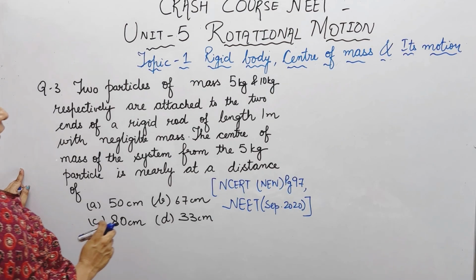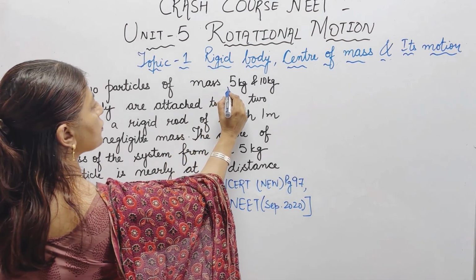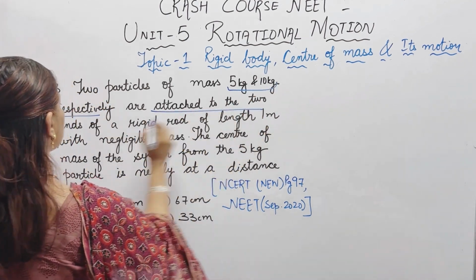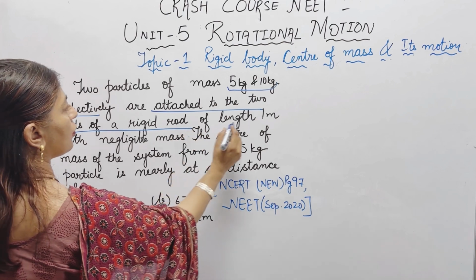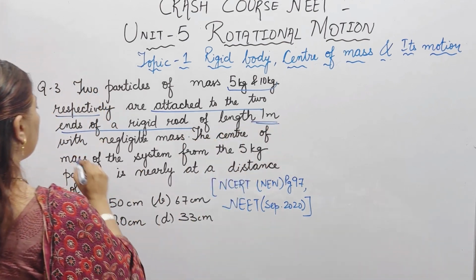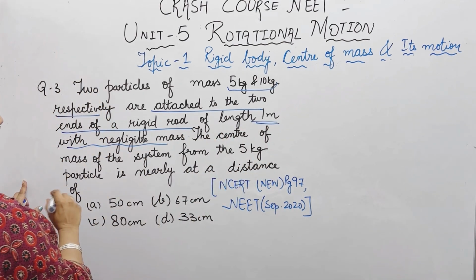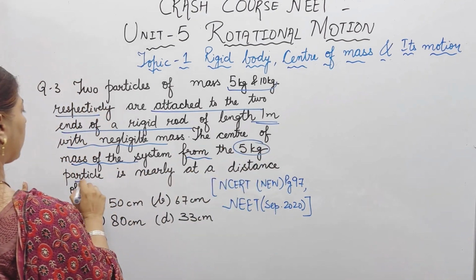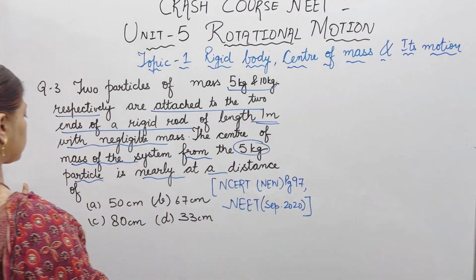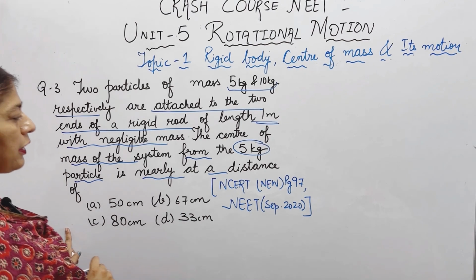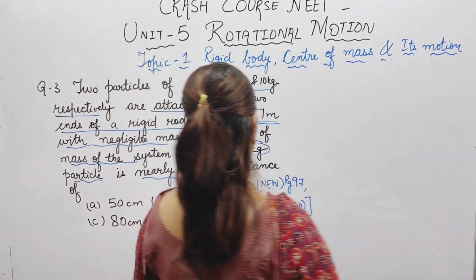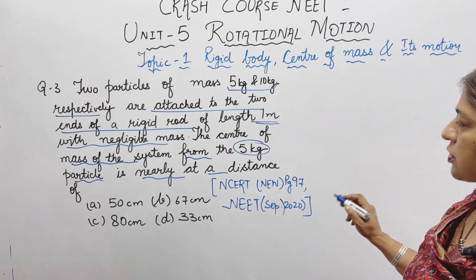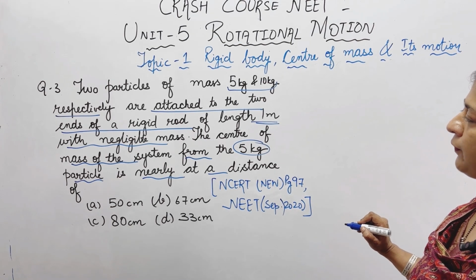This is question number 3. Two particles of mass 5 kg and 10 kg respectively are attached to the two ends of a rigid rod of length 1 meter with negligible mass. The center of mass of the system from the 5 kg particle is nearly at a distance of, and these four options have been given. This question has come in the NEET September 2020, and it is on page number 97 of new NCERT.